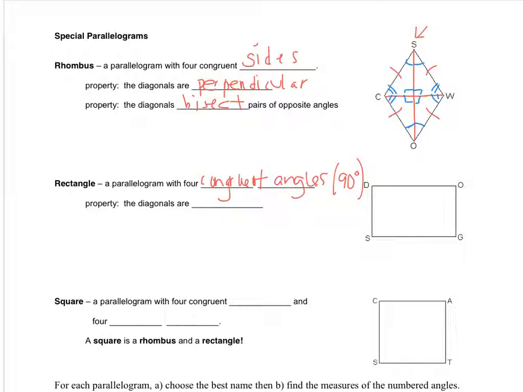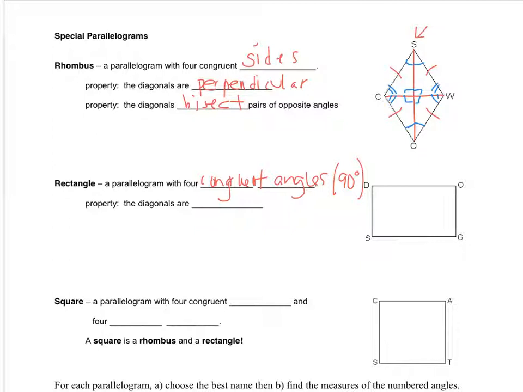It's also important to note that we say that a rectangle is a parallelogram with 4 congruent angles, rather than a parallelogram with 90-degree angles. Okay, we want to be as specific as possible and as mathematically correct as possible. The 90 degrees part is what we conclude from knowing that they are congruent angles.